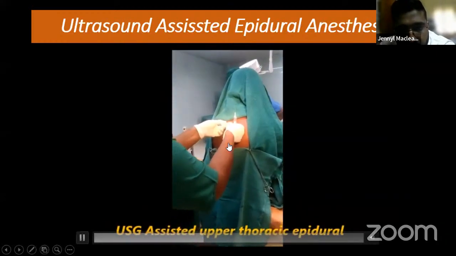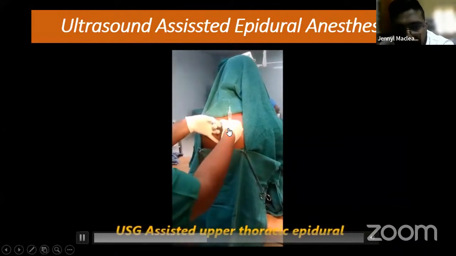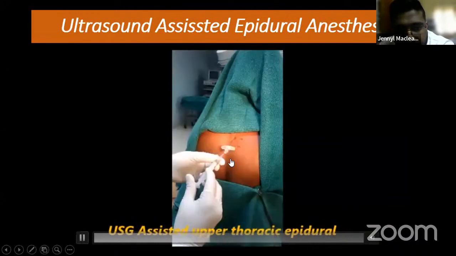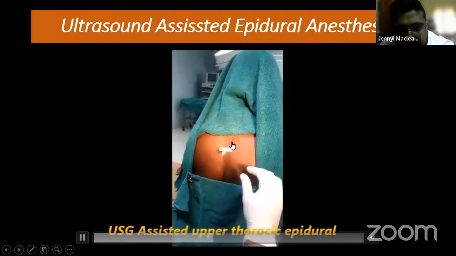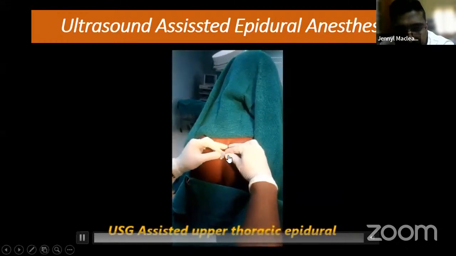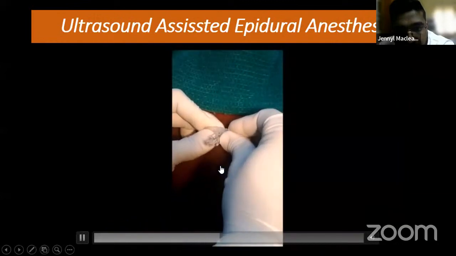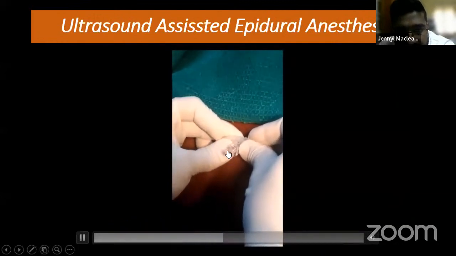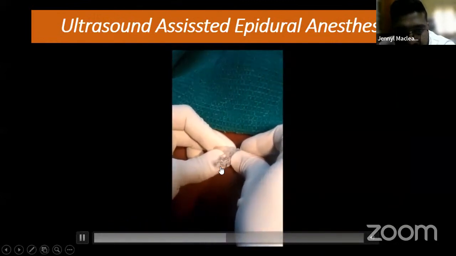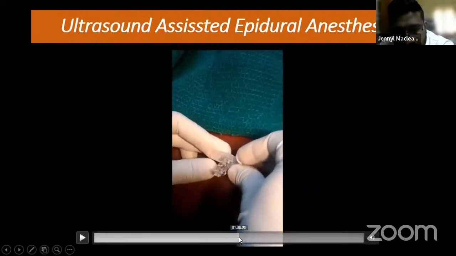So how I do it is, mark your interlaminar space, go 0.5 centimeter lateral to the spinous process, and guide your needle cephalomedially. This is a hanging drop technique. You can see the local anesthetic is getting sucked in.